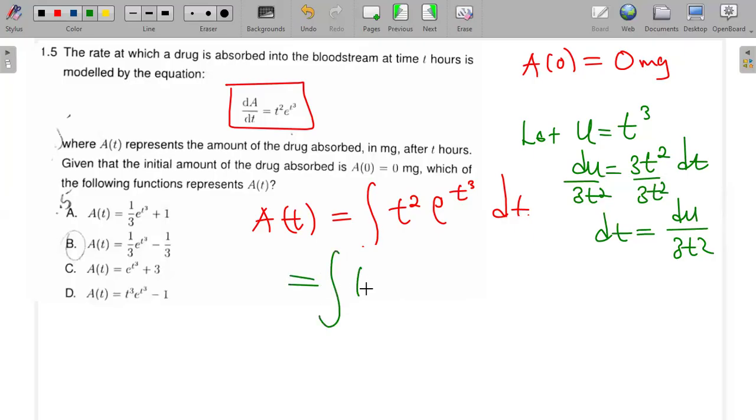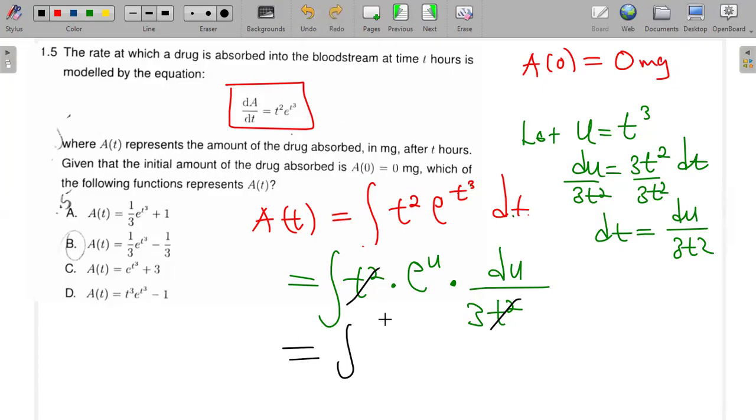So this will be the integral of t squared multiplied by e to the power u, since t cubed has been put as u, and then multiplied by dt, which is du over 3t squared. Yes, this one will work. The t squared will cancel, so I remain with e to the power u over 3, and then du. The 1 over 3, I take outside, so it's just the integral of e to the power u du.